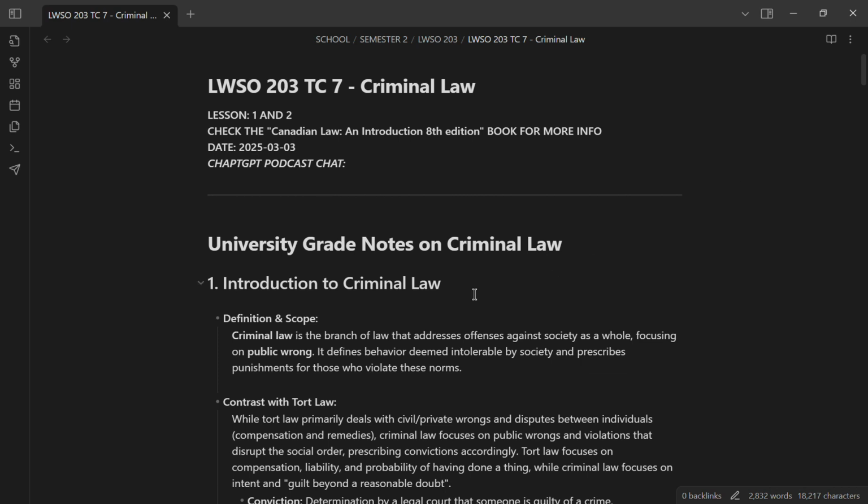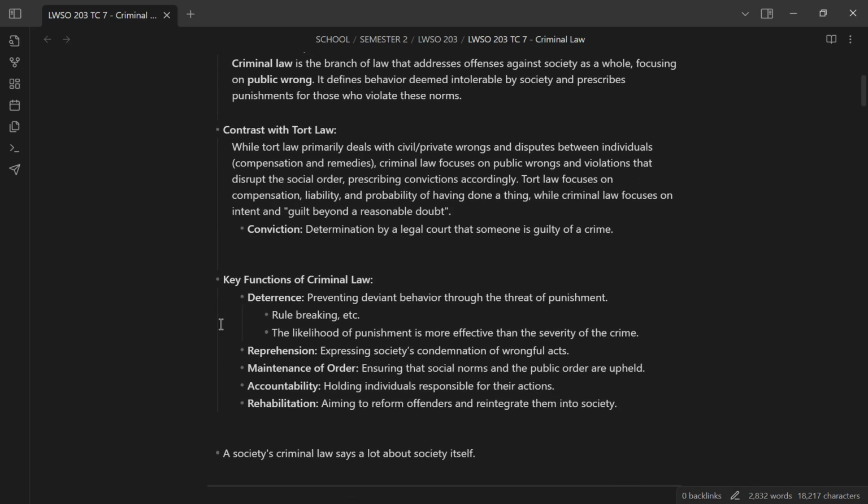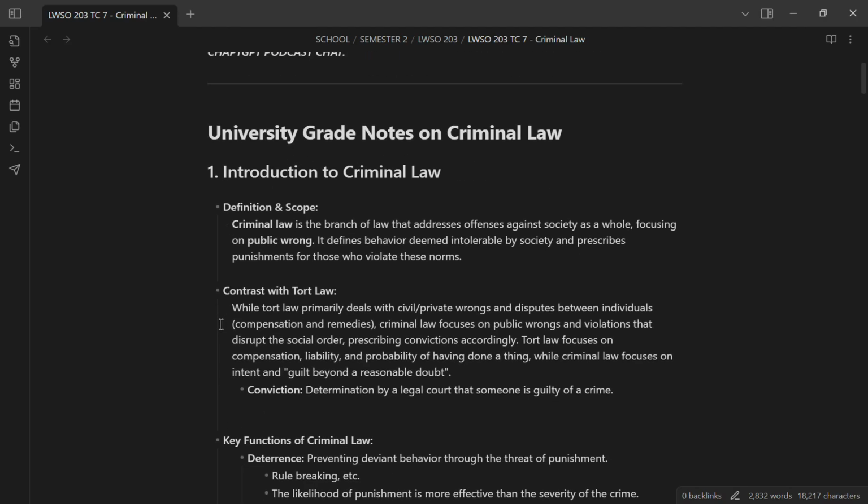All right, here we go. Looking at criminal law. All right, let's get right into it. So to introduce criminal law, we're going to go over a couple things: its key functions, how it contrasts with tort law, and its definition, in reverse order from how I originally talked about it just then.